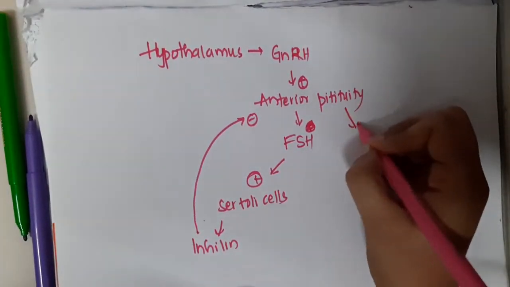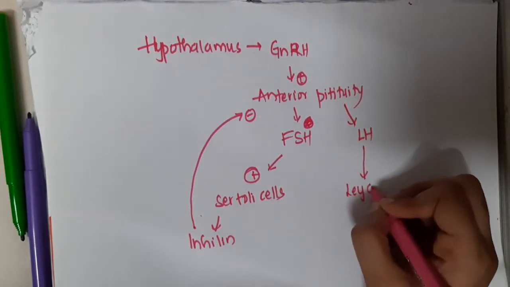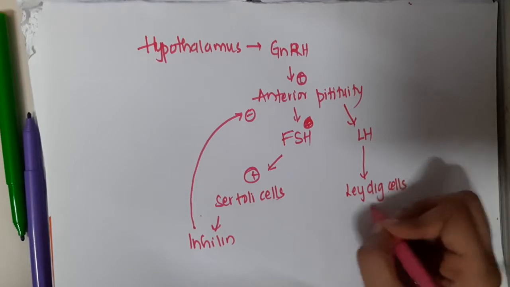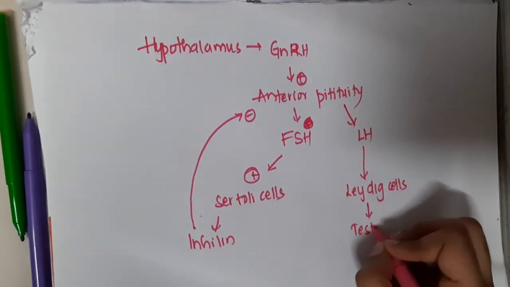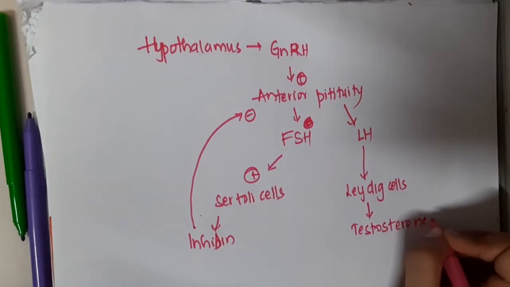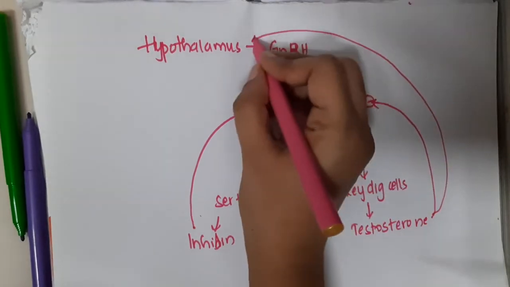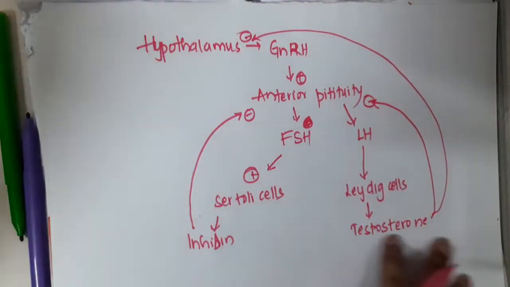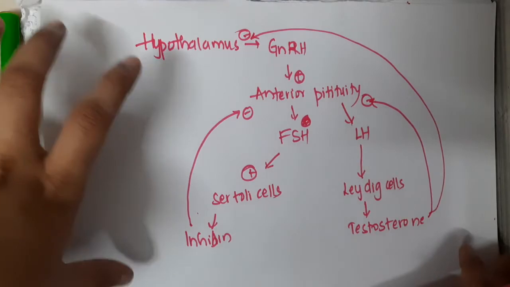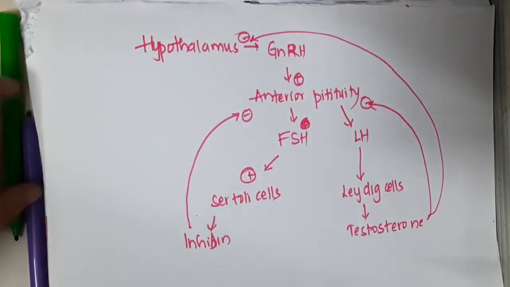The anterior pituitary also produces LH. This LH acts on the Leydig cells. These Leydig cells produce testosterone. This testosterone will inhibit the anterior pituitary, and it will also inhibit hypothalamic GnRH production. So this is the complete feedback mechanism. We have already learned about the Sertoli cells. Now let us learn some important points about the Leydig cells.